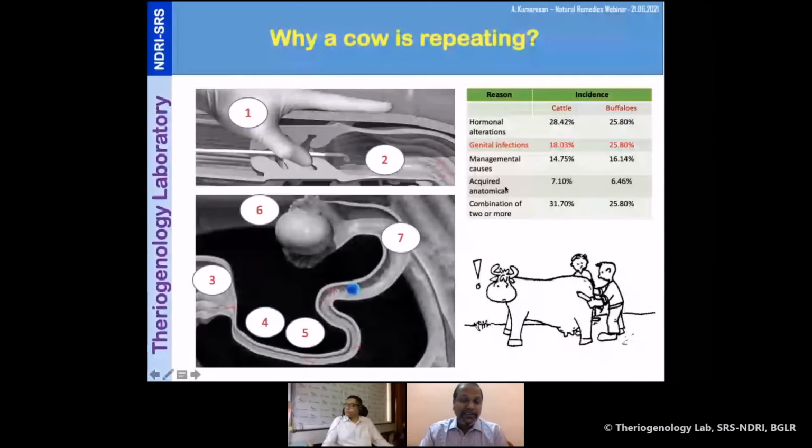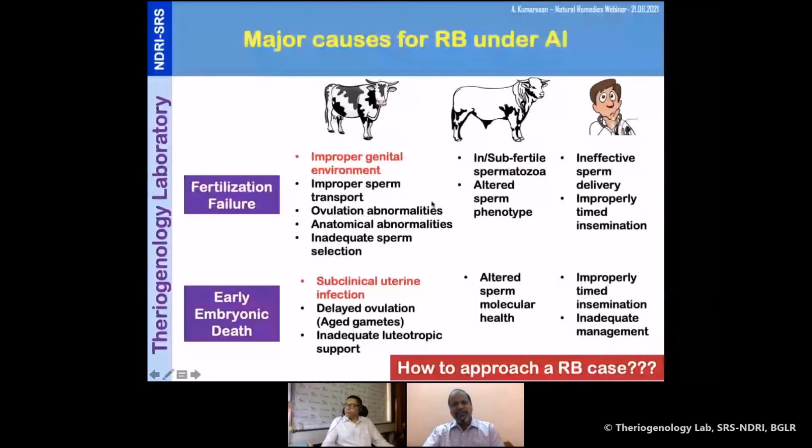The major reasons for repeat breeding are genital infection, 25% in buffaloes and 20% in cattle, and hormonal causes, 28 to 25%, with the remaining others combined. So if we take care of these two, then we can address the majority of the repeat breeding problem. This is a snapshot of the possible causes and how we can approach them.